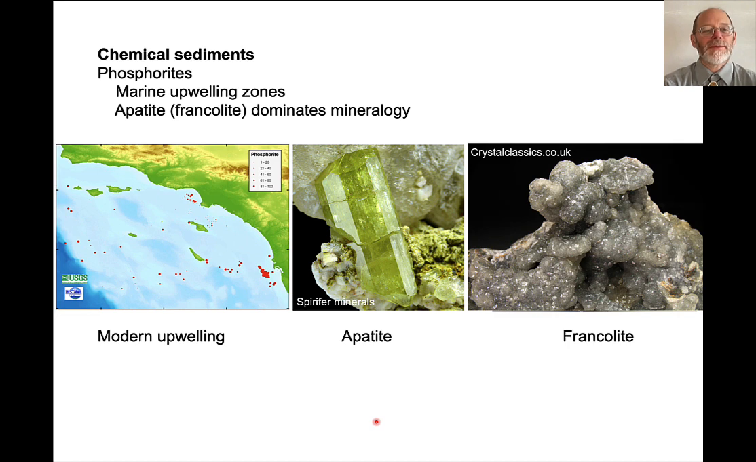Another chemical sediment I want to talk about is phosphorite. Phosphorite occurs when there are upwelling zones. So here off the coast of California is an area where there's cold water that's upwelling. There's a lot of productivity. So there's a lot of apatite that's precipitating and accumulating in these phosphorite deposits. That's what these red dots are. So here's the mineral apatite, and here is francolite. Francolite is a fluorine and carbonate-rich apatite.